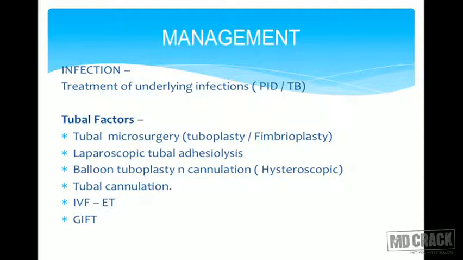Now coming to management of the female factors. If there are infections, we are supposed to treat them. Tuberculosis with AKT, PID with appropriate antibiotics. If there are tubal factors, then the options are either tubal microsurgery, if there is a block, tuboplasty or fimbrioplasty. If there are adhesions, then laparoscopic tubal adhesiolysis, because open surgery will lead to post-operative adhesion formation again. So laparoscopic adhesiolysis. We can also do balloon tuboplasty and cannulation, which is done hysteroscopically. Tubal cannulation can also be done either laparoscopically or hysteroscopically.